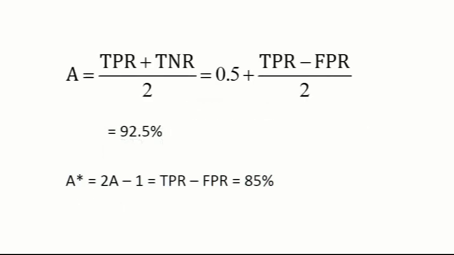A natural measure of accuracy is the average of the two true rates. This is equal to 1/2 plus half of the gap between the true positive rate and the false positive rate, in our case 92.5%. According to this measure, perfect accuracy occurs when there are no errors. In that case, the false positive rate is 0 and the true positive rate is 1. This gives 100% accuracy. We call this a perfect evidence.